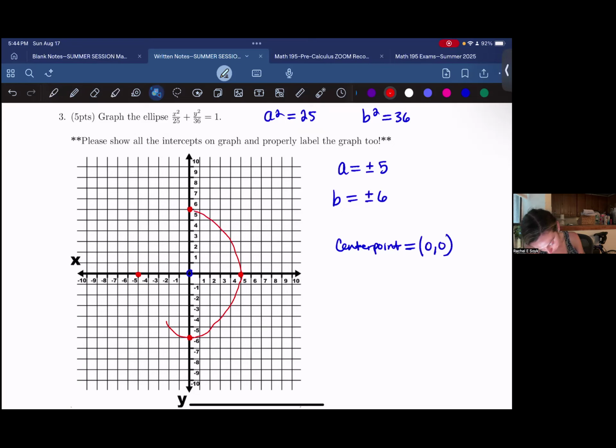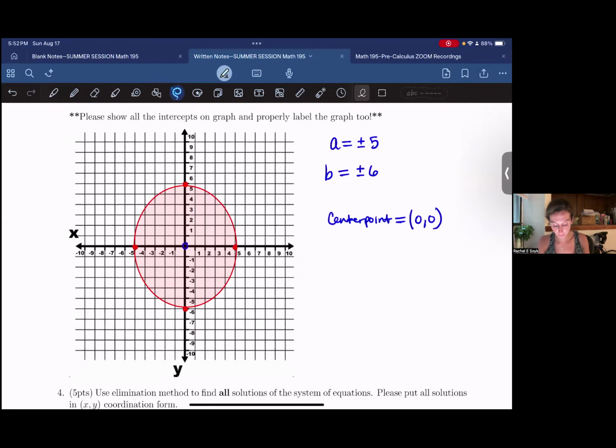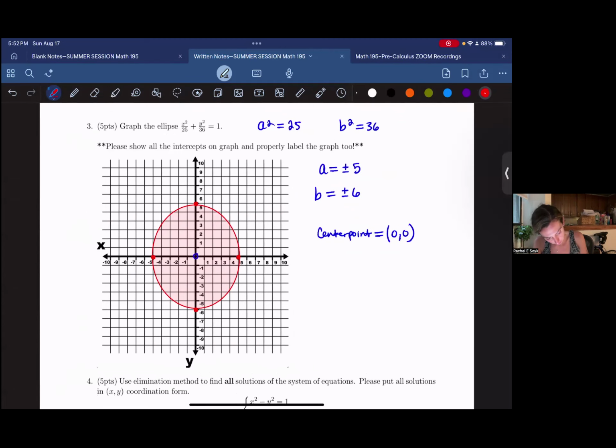Try my best. That was a circle. Let me try and fix this. And there we have our graphed ellipse. We should probably write out the intercepts and label it.